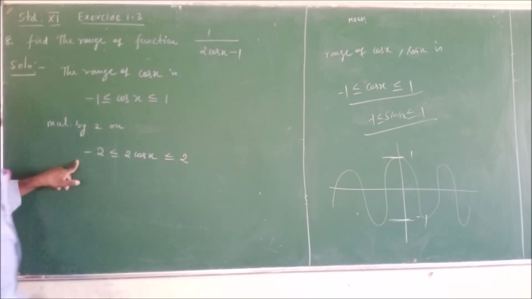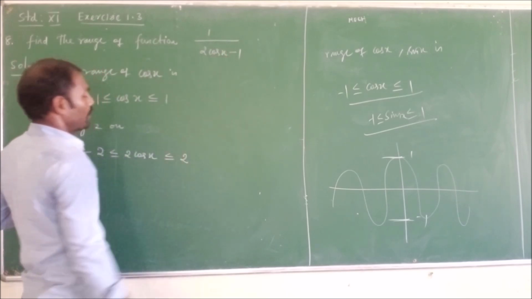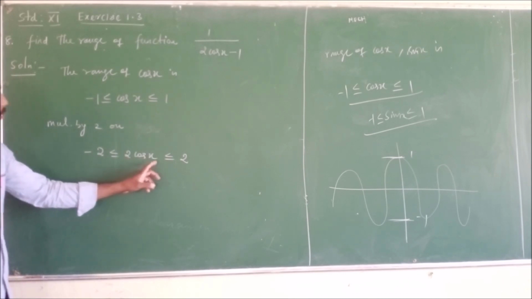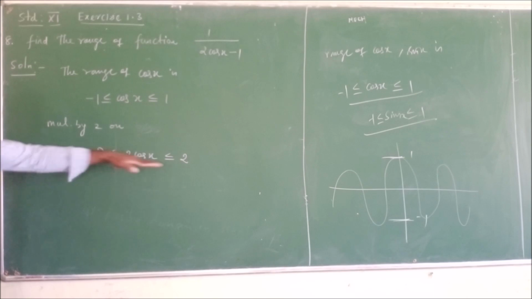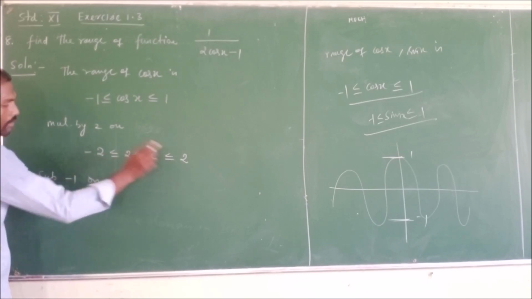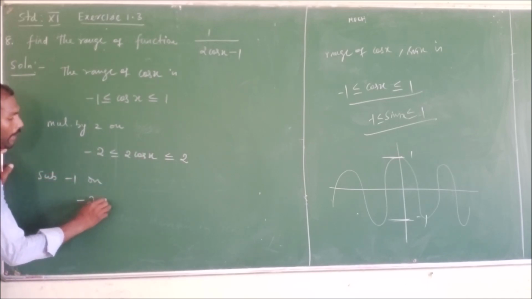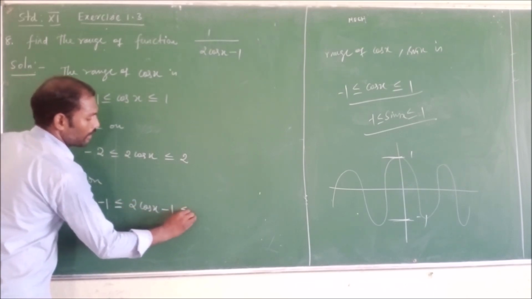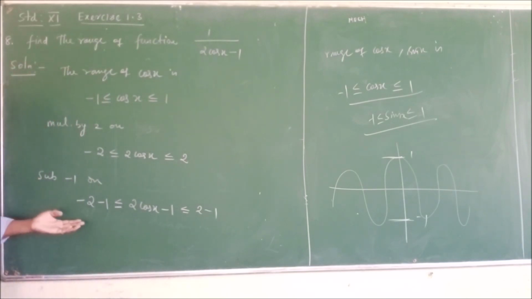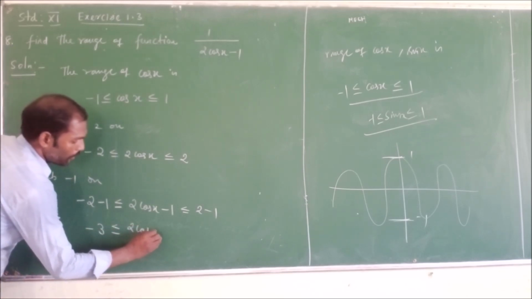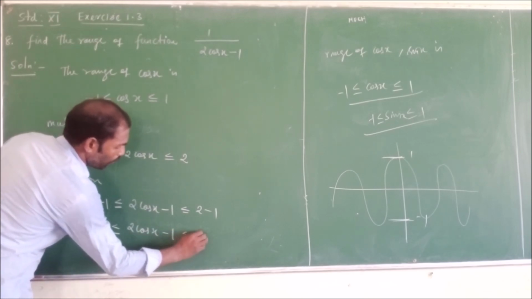Again, the function is 2 cos x minus 1. So 2 cos x is appearing, but -1 is not appearing. So subtract 1 on every term. So -2 -1 less than or equal to 2 cos x minus 1 less than or equal to 2 minus 1. It is an inequality. So -2 minus 1 is -3 less than or equal to 2 cos x minus 1 less than or equal to 1.